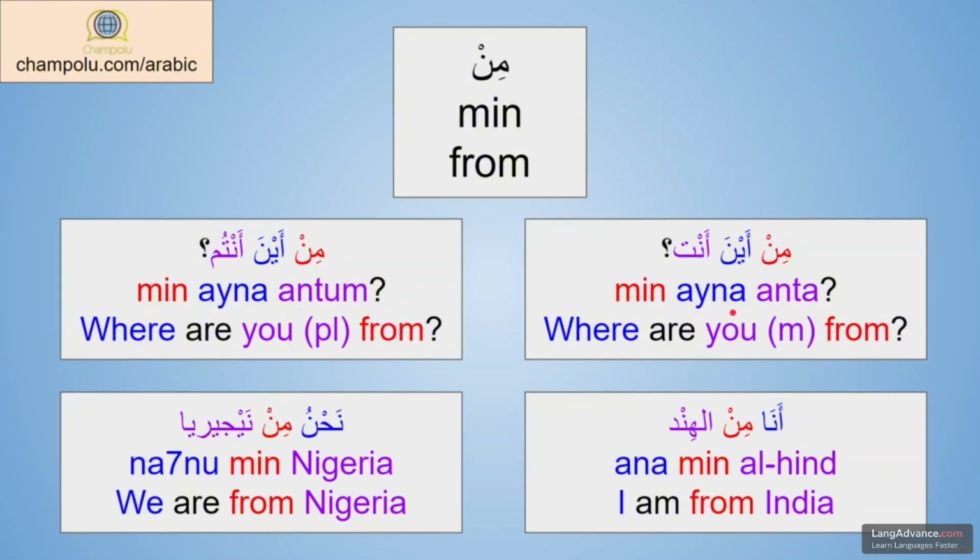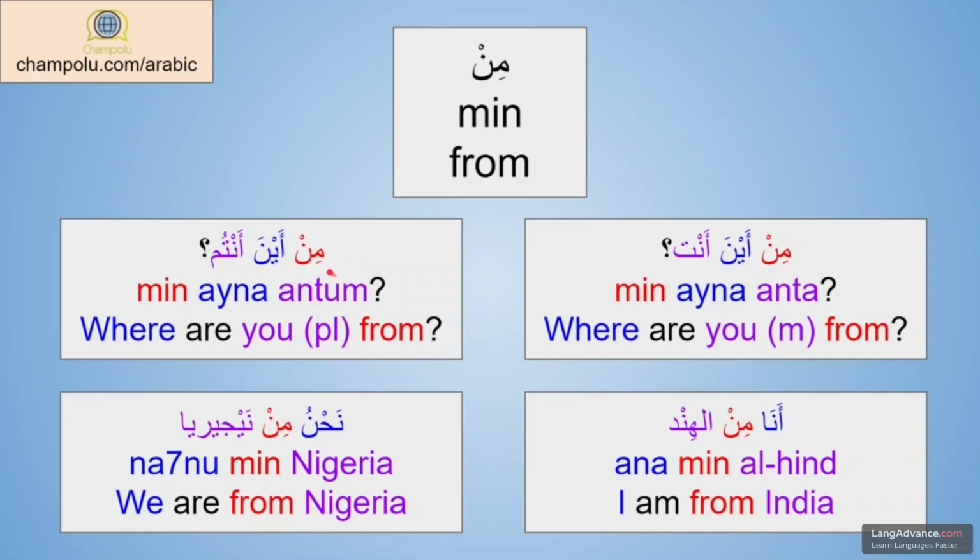من أين أنت? And then we can respond with something like I am from India. أنا من الهند. So أنا means I, min means from, الهند means India. So this is how we use min in the answer.